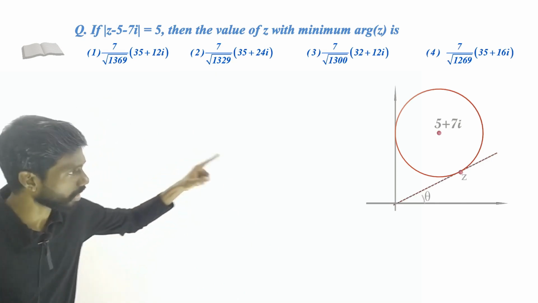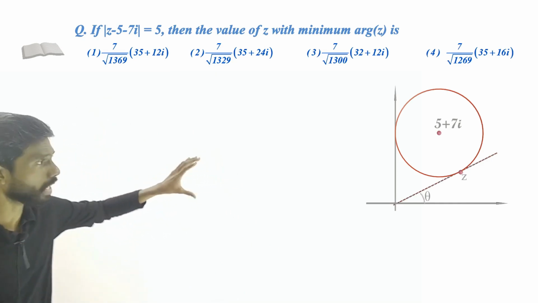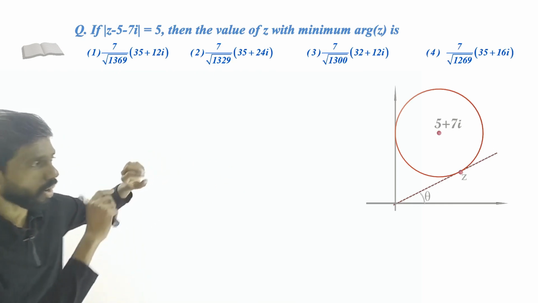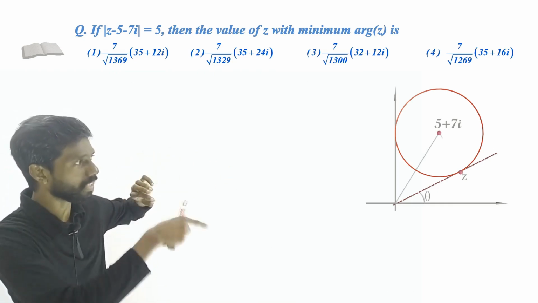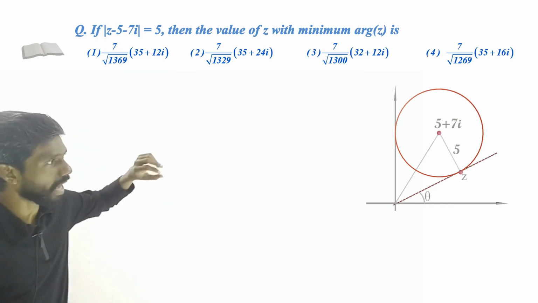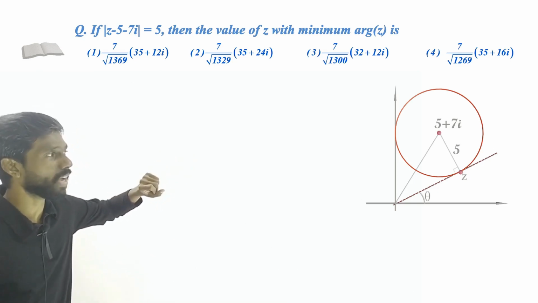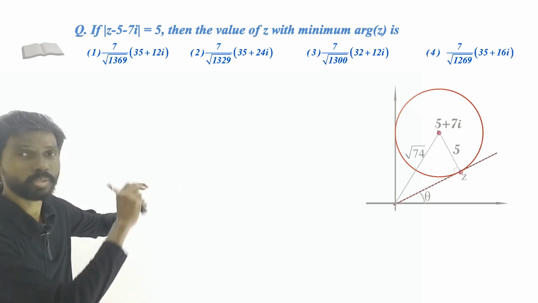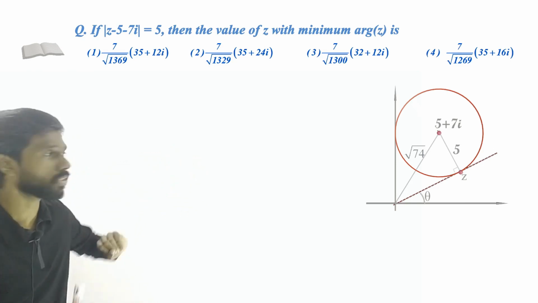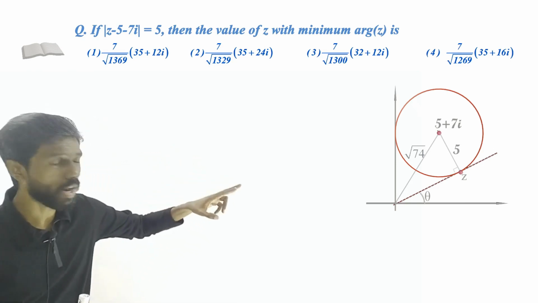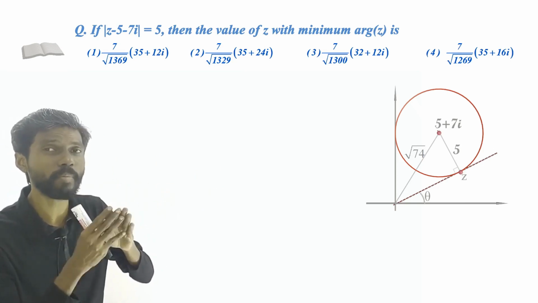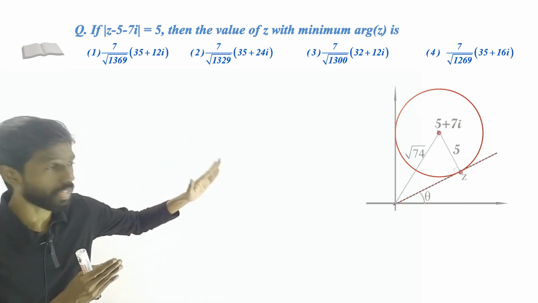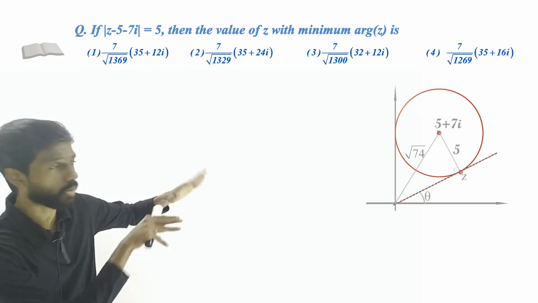Now this is a circle. The center is 5 plus 7i, and the radius is 5. Now you join the origin to the center. The distance from the center to the origin is square root of 5 square plus 7 square, that is root 74. That means our required z, which has minimum argument, will be the lowermost point. That means you draw a tangent at this end.